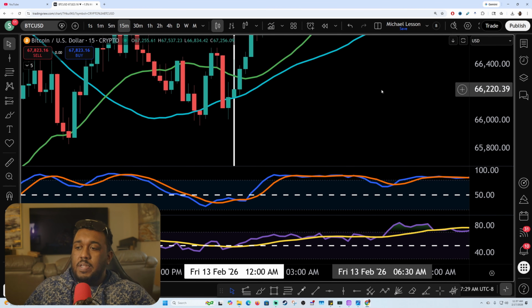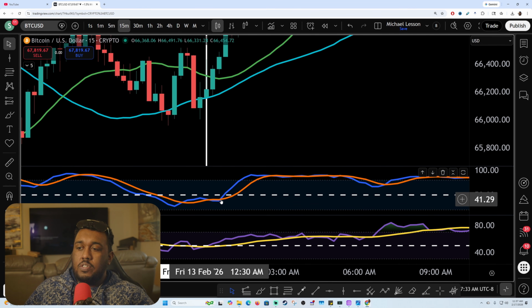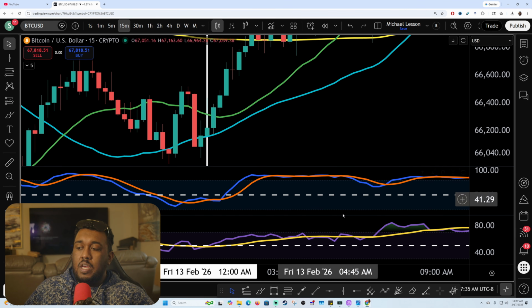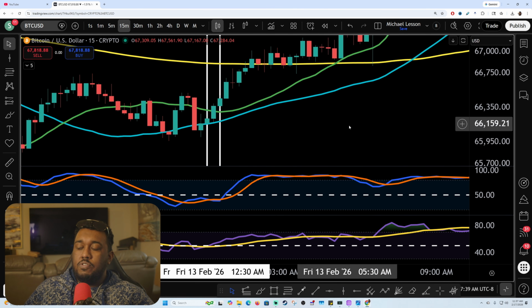But we zoom in a little bit. You see a crossover happen right here at 12 a.m. and another crossover happened right here at 12:30. So that means if you were to point another line here at 12:30, that is your buy signal.